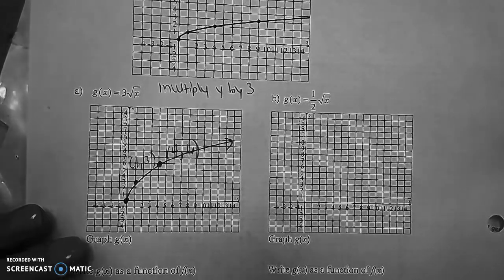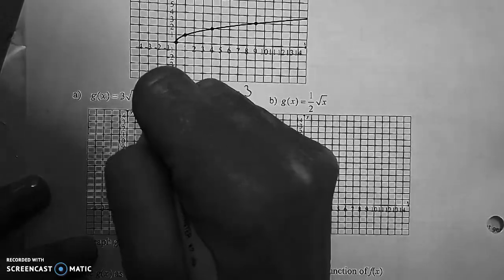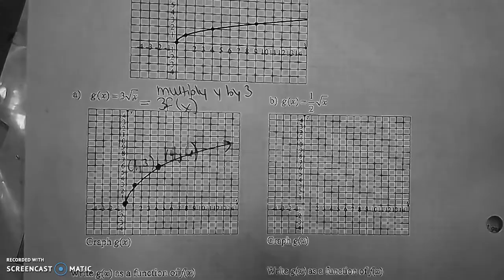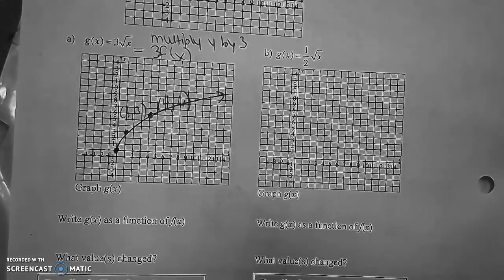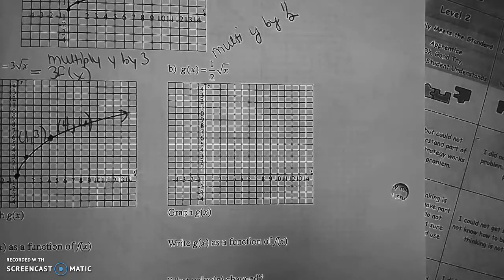Now let's write this in function notation. Well, that's pretty easy here. I'm just taking f of x and multiplying it by 3. Now, I would pause the video here and try B part and see what you can come up with. Hopefully you've had a chance to work this problem.